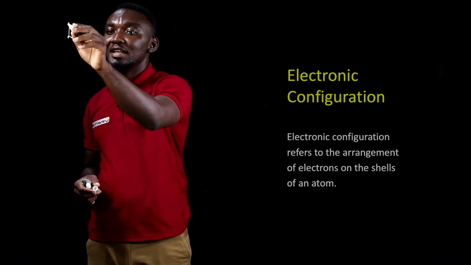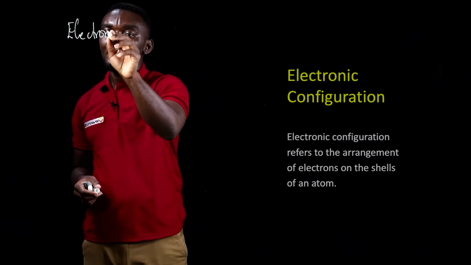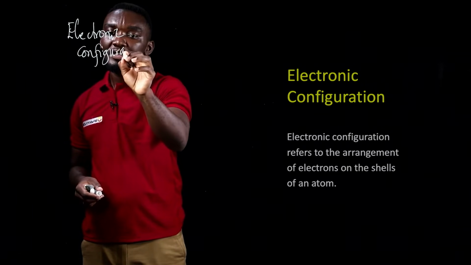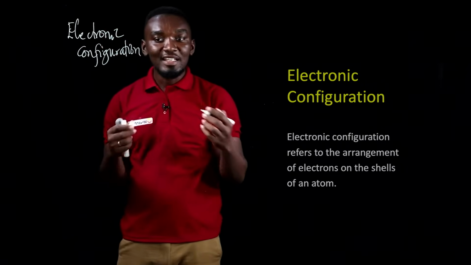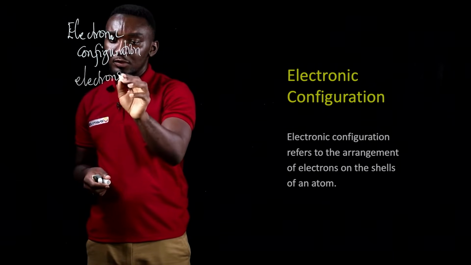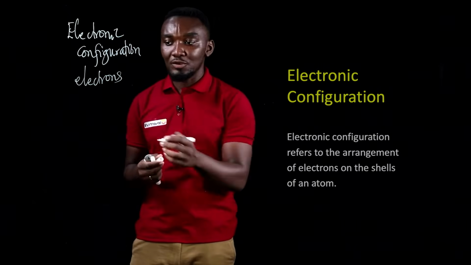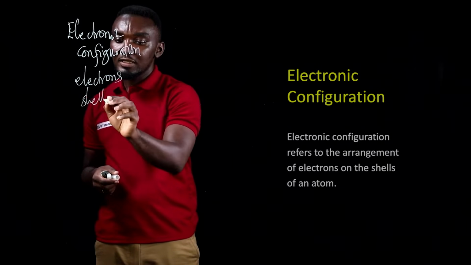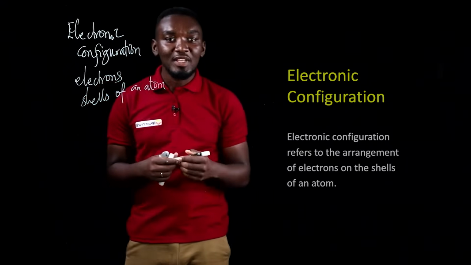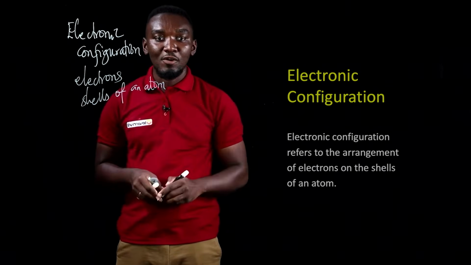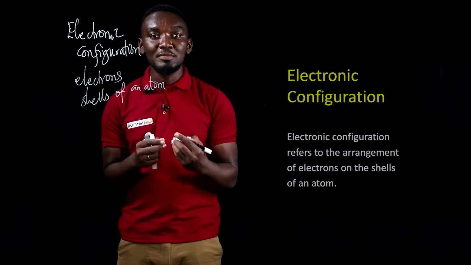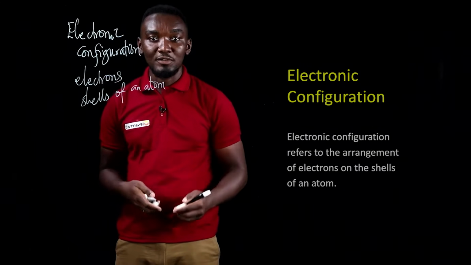When we talk about the electronic configuration, we are simply looking at the arrangement of electrons on the shells of an atom. So electronic configuration refers to the arrangement of electrons on the shells of an atom.